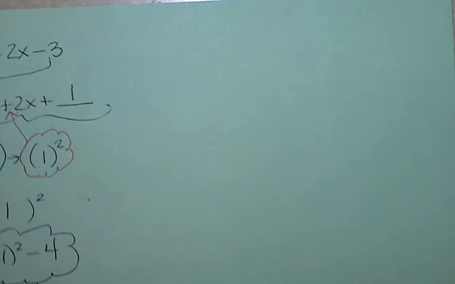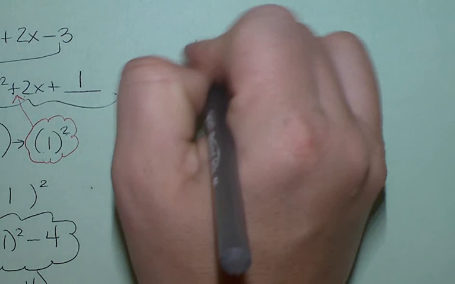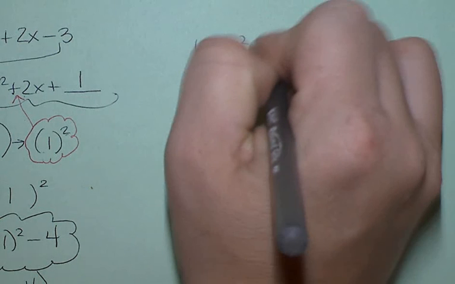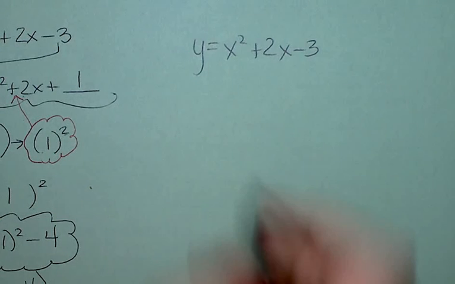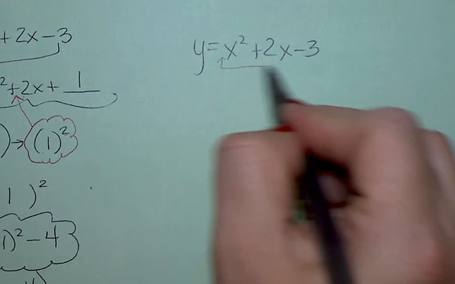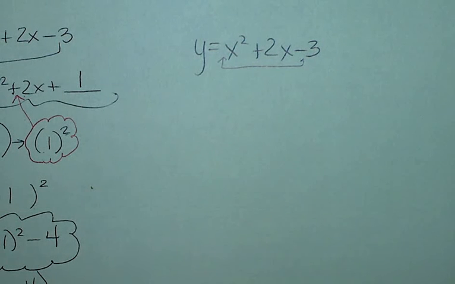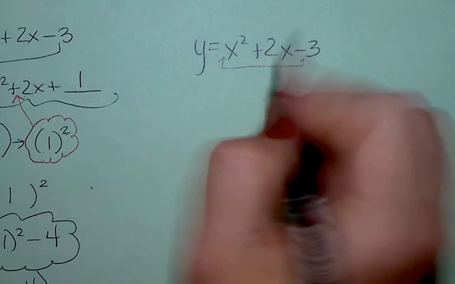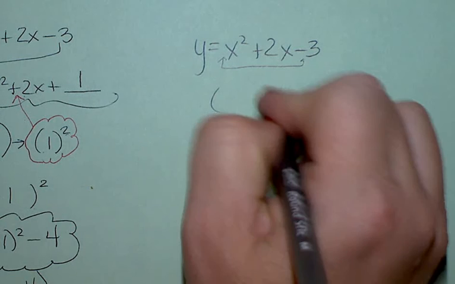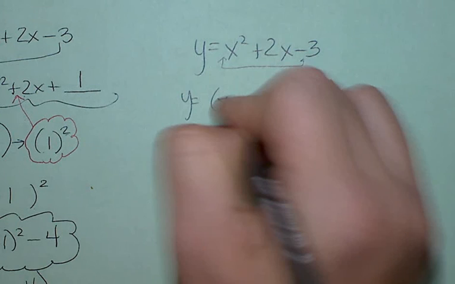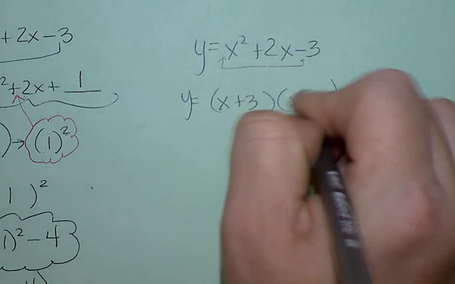Factored form may also be known as intercept form. So let's see, can we do this? Are there two numbers that multiply to give you -3 and combine to give you a +2? The answer is yes. It would be x plus 3 and x minus 1.